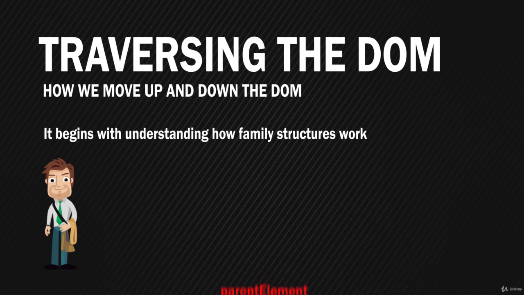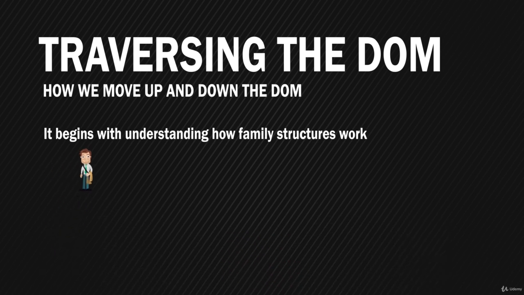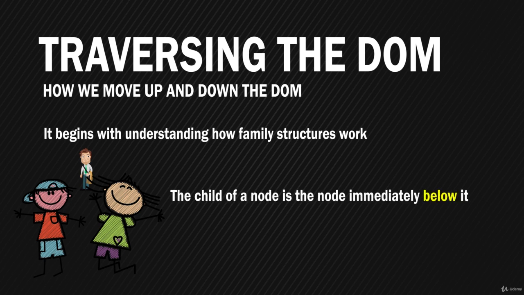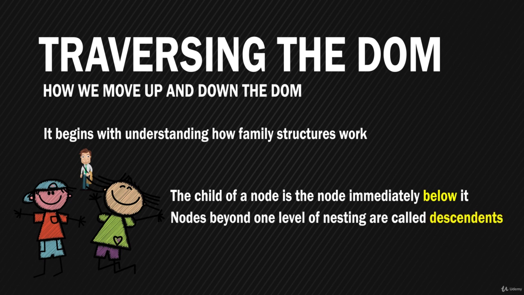So that's our parent, all good and well. But remember he had two children? Well, what is a child? The child of a node is the node immediately below it. And what you need to know is that programmers often refer to nodes that are beyond one level of nesting as descendants. This is just terminology you'll hear in the programming world, and it makes intuitive sense.